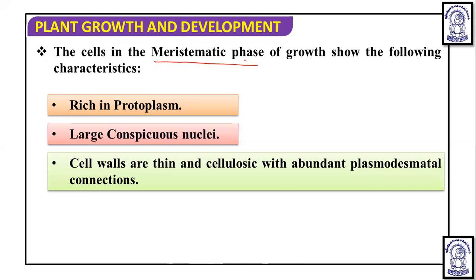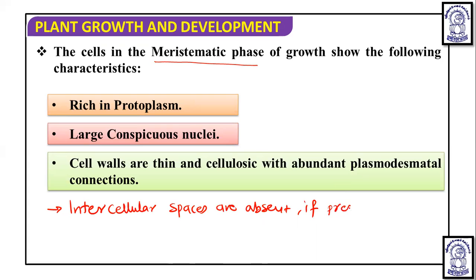Along with this, if we talk about some more characteristics, the intercellular spaces, that is the spaces between the cells, are absent. If present, then they are very small. So these are some of the characteristics of the region of the meristematic phase.